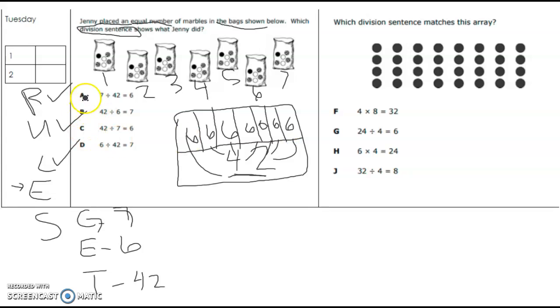So which answer choices start with the total? B and C. So it cannot be A, it cannot be D. So are we taking our total of 42 and putting it into 6 groups? Or are we taking our total of 42 and putting it into 7 groups with 6 in each? Well, we have a total of 42 that we're putting into 7 groups with 6 marbles in each. So the correct answer would be C.